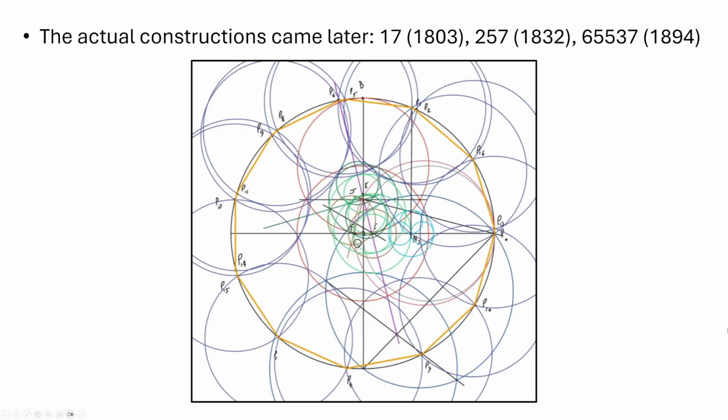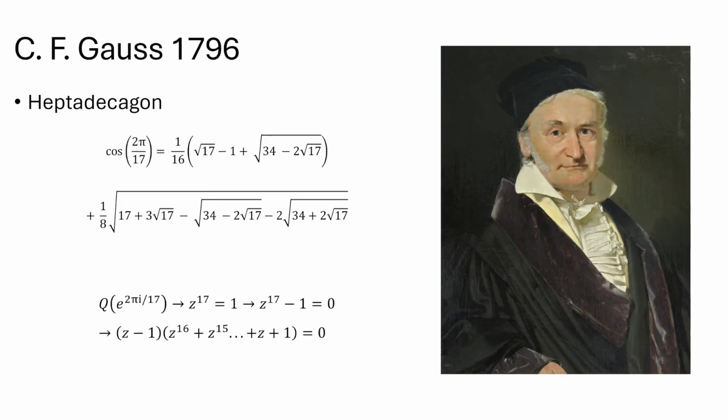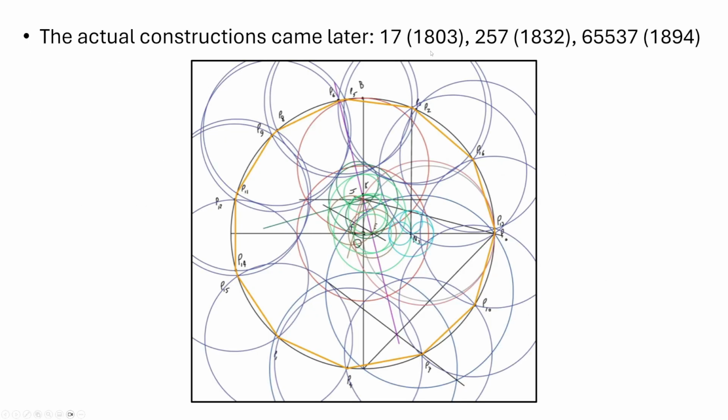Anyway, just because Gauss proved that he knew it was possible to construct doesn't mean that he knew how to do it. That came later. What year was this? 1796. And then in 1803 actually came the first construction. And interestingly enough, we have constructions for all of these Fermat primes.